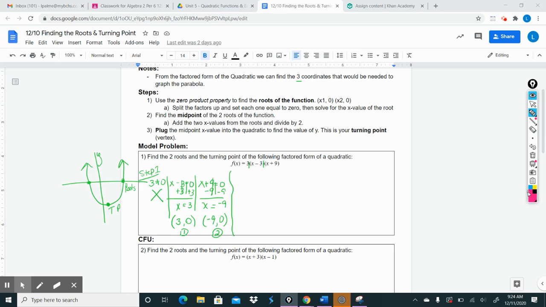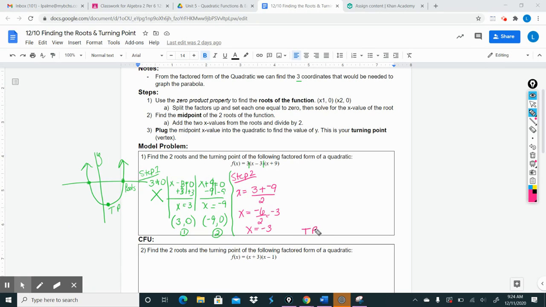That brings us to step 2 and step 3. Step 2 is to find the midpoint, which gives the x value of our turning point. We identify our roots first, add the 2 x values from our roots, and then divide that sum by 2. So we take 3 and negative 9, add them up, and divide by 2. So x equals 3 plus negative 9, which is negative 6. Divide that by 2 and we get negative 3. So x equals negative 3.